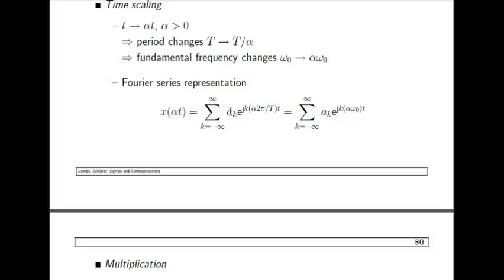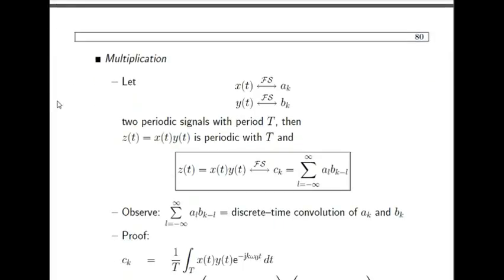You can see that x of alpha t equals summation over k from minus infinity to infinity of a_k e to the power j k alpha 2 pi by T into t. Here 2 pi by capital T is alpha omega naught. So it is just a change in the frequency only and no change in a_k. Then you can see that the Fourier series representation of a signal remains the same when the time scaling property is applied to it. Time scaling property only changes the period and frequency of the signal.